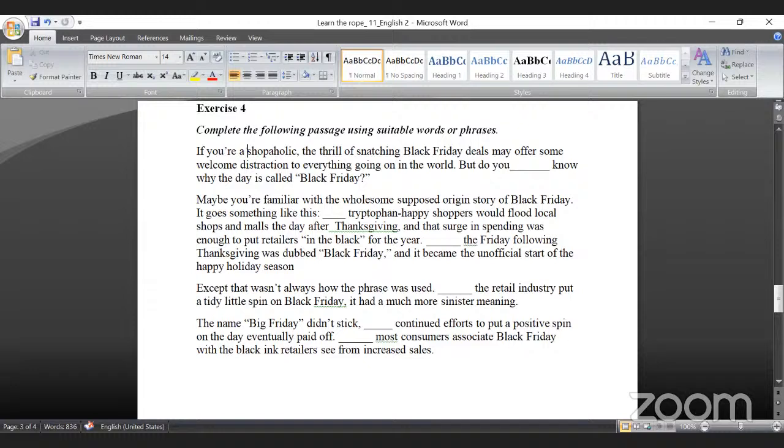Think about a prepositional phrase. The answer could be something like for years. The original article uses the prepositional phrase for years. For years, tryptophan happy shoppers would flood local shops and malls the day after Thanksgiving, and that surge in spending was enough to put retailers in the black for the year. So that clause is already there in the sentence. The blank will take the phrase for years.